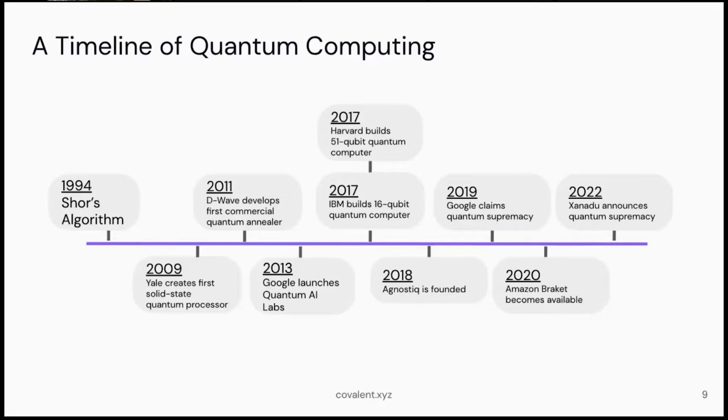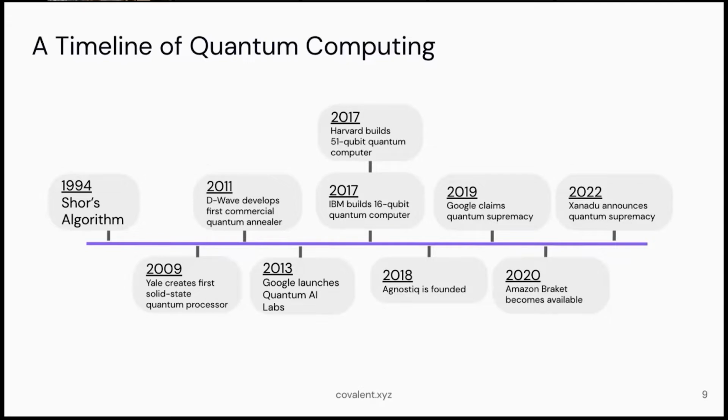The following year, Google was able to claim quantum supremacy in a particular application. So it sampled instances of a quantum circuit about 1 million times in just 200 seconds. And they estimate that a state-of-the-art classical supercomputer would take about 10,000 years to do the same thing. A year later, Amazon Braket becomes available, which is a cloud resource that connects users to different quantum hardware devices.